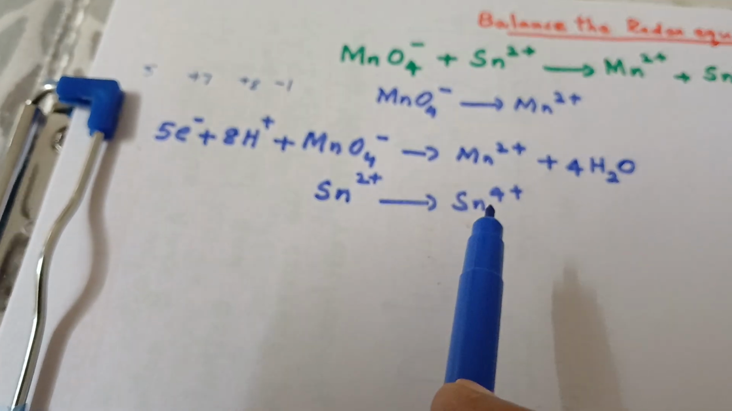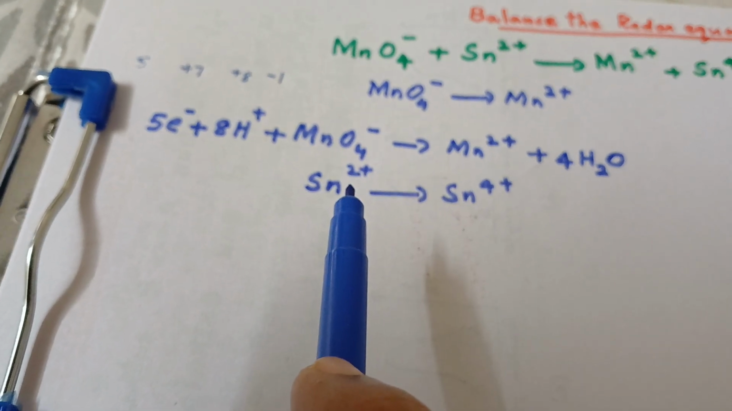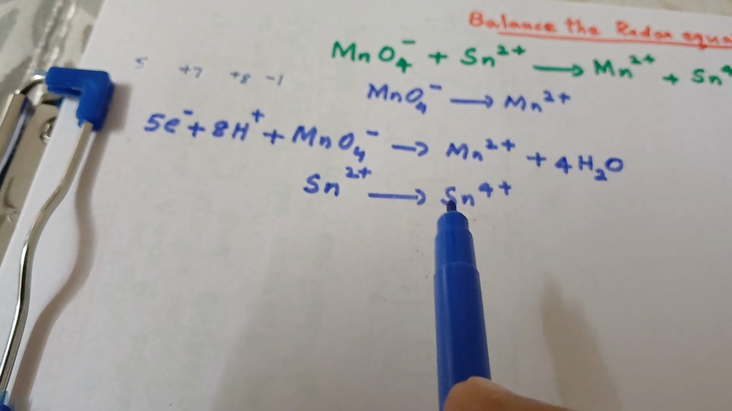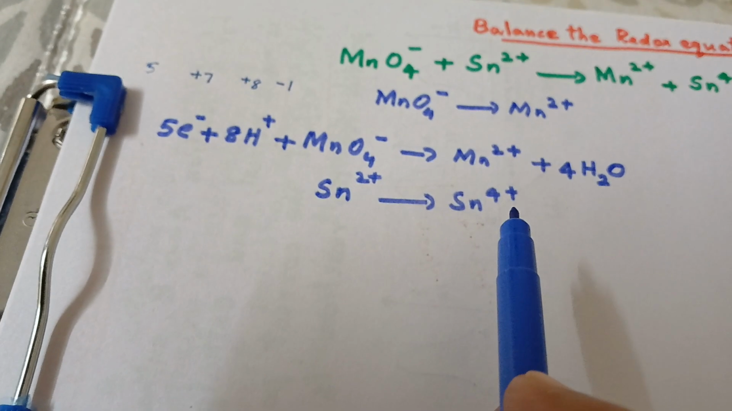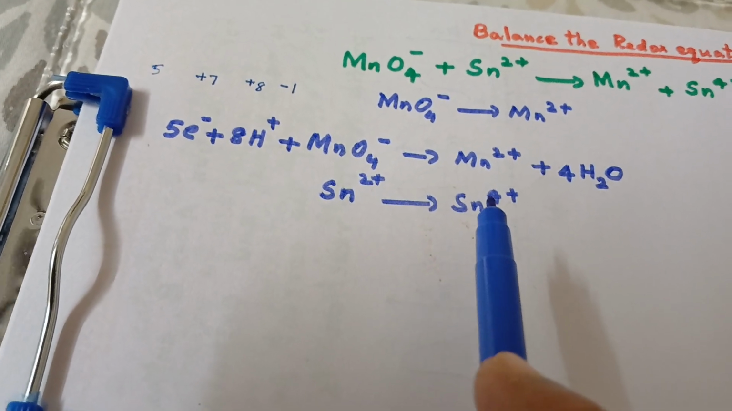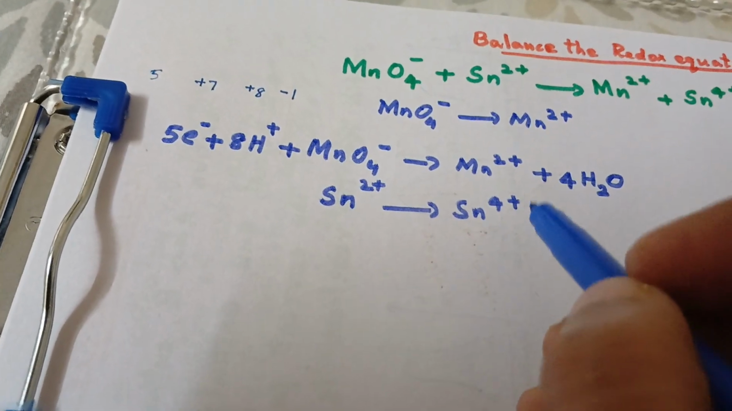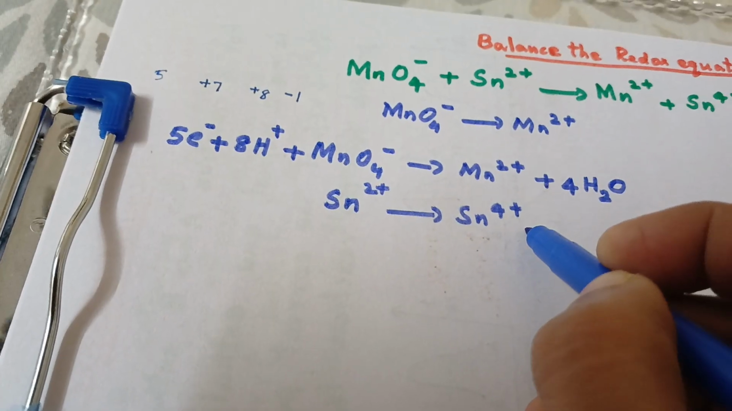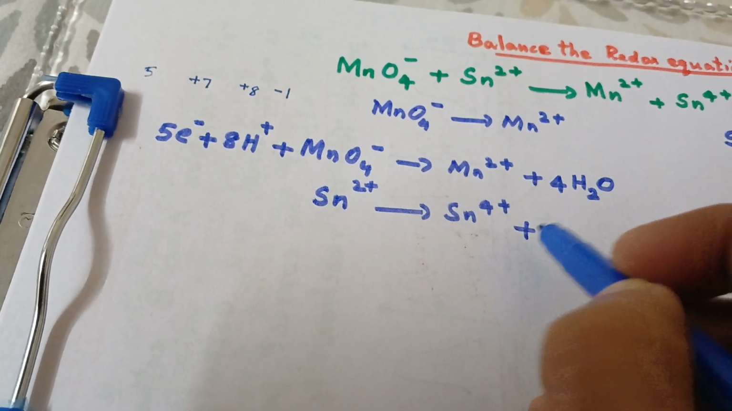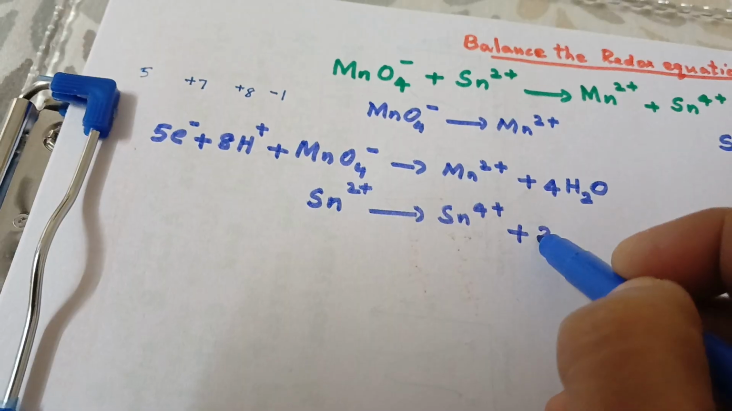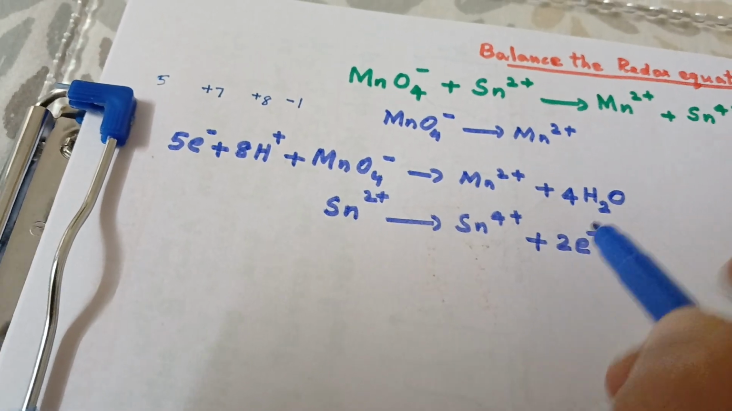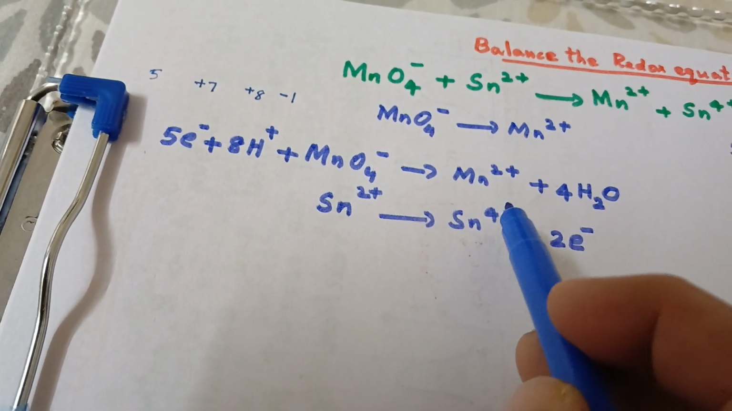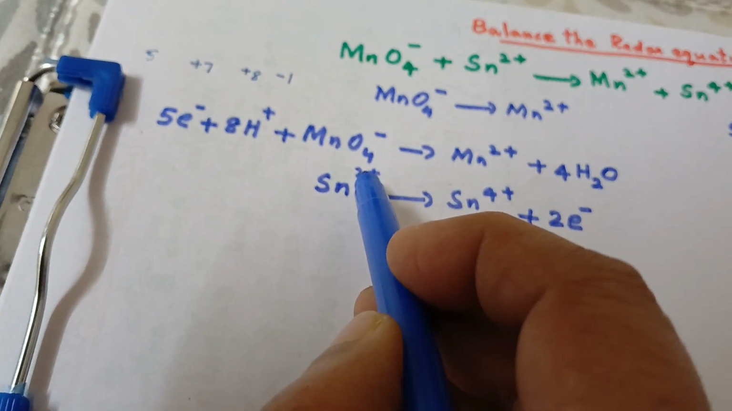Only the charges need to be balanced. Here we have on the left hand side plus 2 and on the right hand side plus 4. So how do we make it plus 2 like the left hand side? We can add 2 electrons to the more positive side. The more positive side is this because it is having plus 4. This is having plus 2.